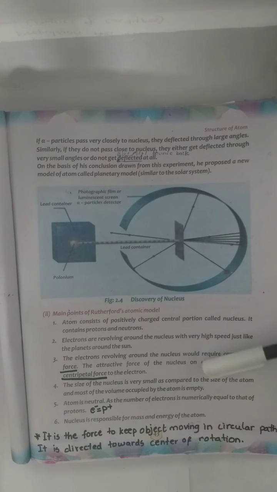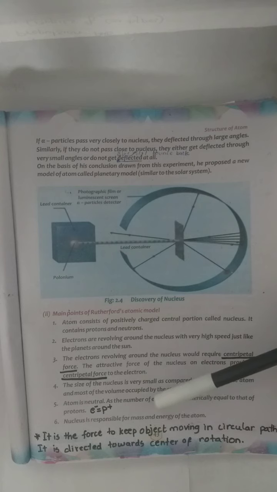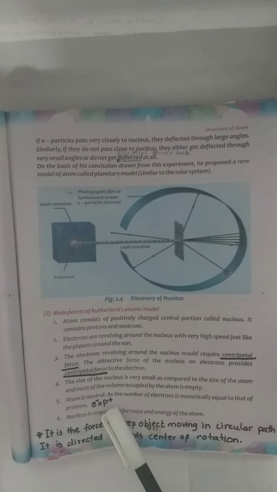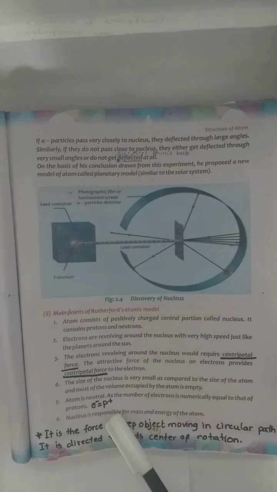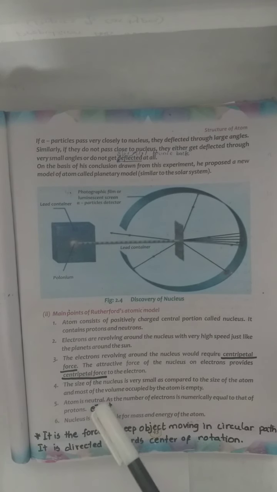The next point is atom is neutral as the number of electrons is numerically equal to that of number of protons. You already know that the number of electrons are always equal to the number of protons. That is why both of the charges cancel out their effect and the atom gets neutral.